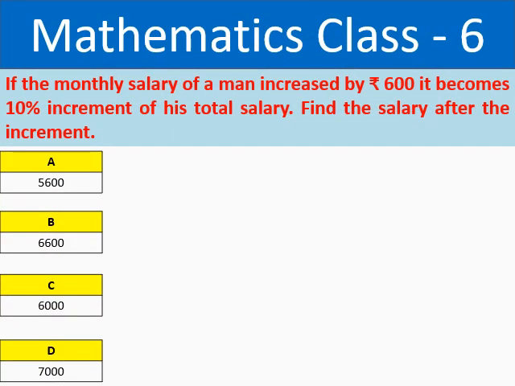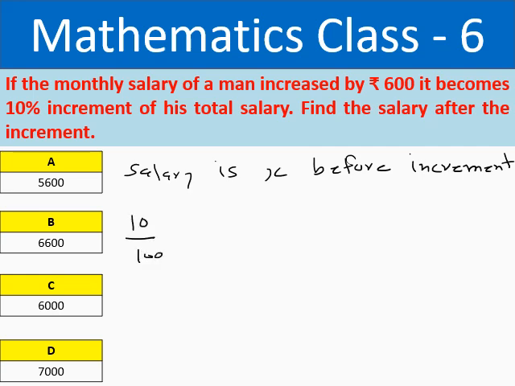If the monthly salary of a man increased by rupees 600, it becomes 10% increment of his total salary. Find the salary after the increment. So now we can say the salary is X before increment. Now this will be the 10% increment of his total salary. So now 10% is written as 10 upon 100, which is multiplied with X, and this increment is equivalent to 600 rupees.